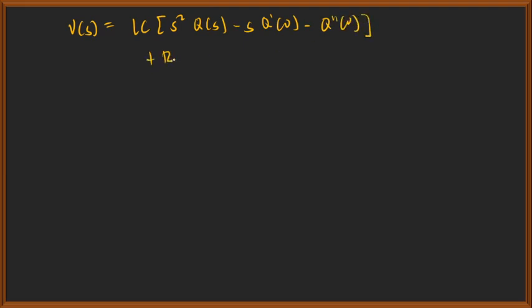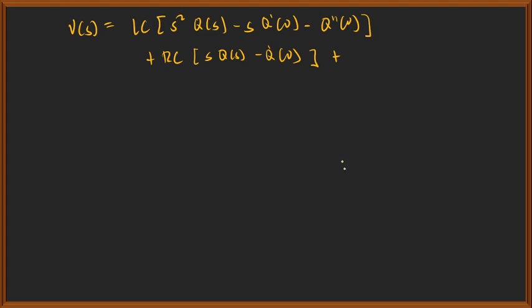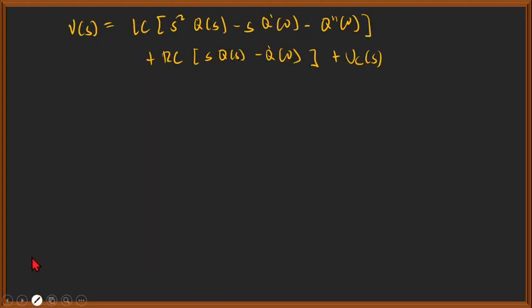Okay, so now we consider this one and get the Laplace transform. So V of s is equal to LC, then this will be s squared VC of s minus s VC of 0 minus VC prime of 0, plus RC, then we have s VC of s minus VC of 0. Then plus, going back, this will be cancelled out, so we just have that one in terms of VC of s. I keep thinking of the charge, but going back to our equation, this is in terms of the capacitor voltage.